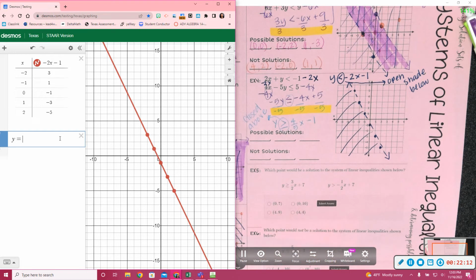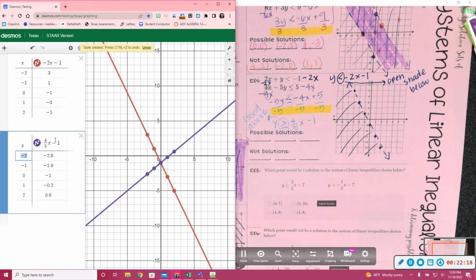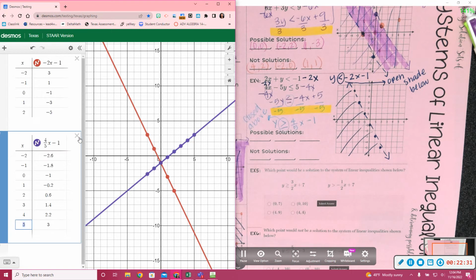Alright, my next line, right over here, y greater than 4/5 x minus 1. So y equals 4/5 x minus 1. Again, I'll use the table to bring up some pretty points. Not so pretty, not so pretty, pretty, not so pretty, not so pretty. So let's see if we get a pretty point if I go to 3, 4, 5. Finally gave me a pretty point.